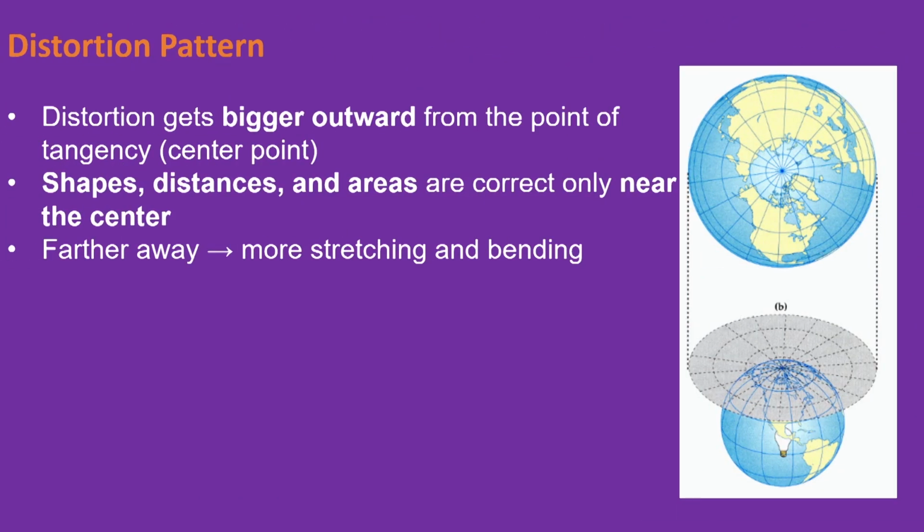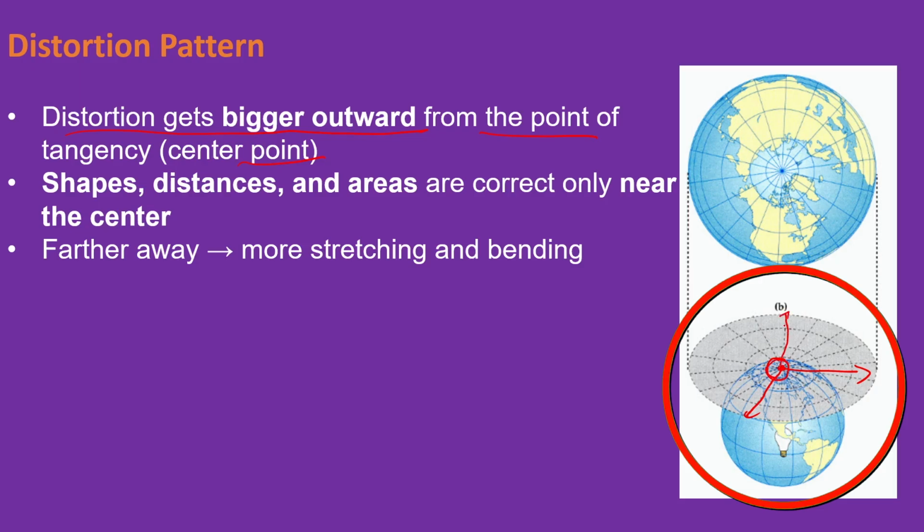Distortion pattern, okay. So, distortion gets bigger outward from the point of center. So, now it is very clear, from the beginning I keep on repeating this point, distortion may not be avoided if you keep moving away from the center point. Close to the center point we can have a high accuracy output. If you start moving from the center point towards the periphery area, then there is a chance of getting distortion. Shapes, distance and area are correct only near to the center.